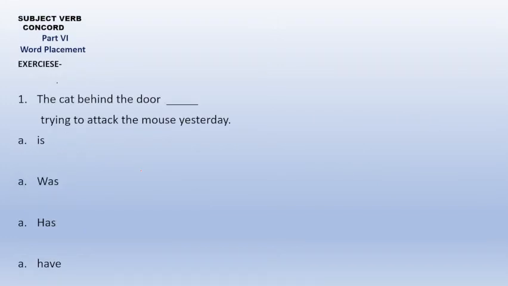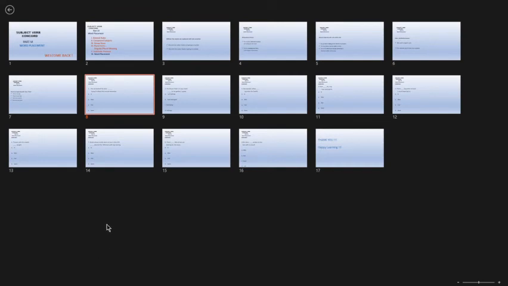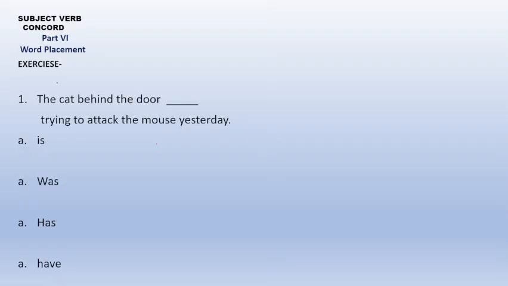Now we are going to do some sentences that will make it clear how much you have come to know about this rule. The cat behind the door dash trying to attack the mouse yesterday. Options are is, was, has, or have. Here we have behind the door. Behind is a preposition. Door is not our subject. The basic subject is cat.